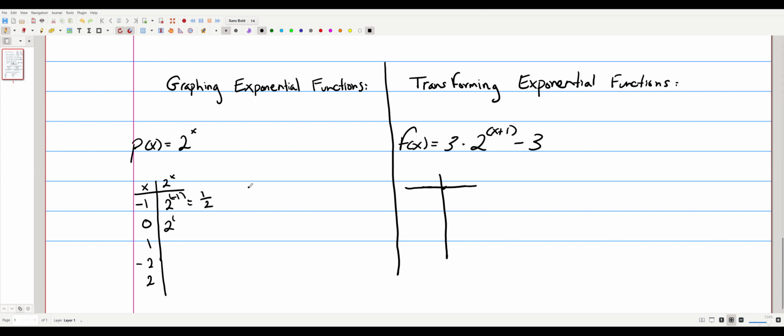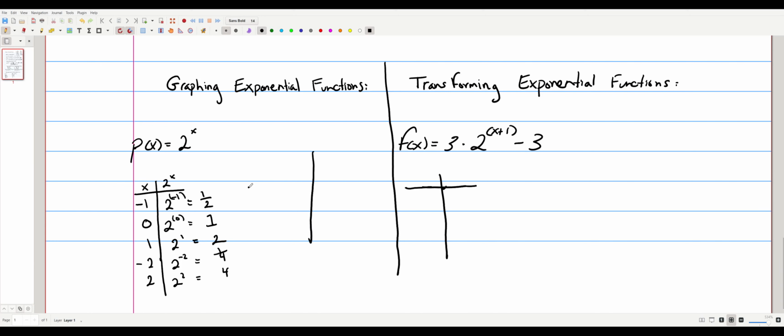All right, 2 to the 0th power, that's going to just give us 1 because any number raised to the 0th power is 1. 2 to the first power, well, that's just the same as 2. 2 to the negative second power, well, recall that that's the same as 2 to the second power, which is 4, just flipped as a fraction. So instead of 4 over 1, you're going to get the reciprocal, which is 1 over 4. Okay, and so there are x and y values for our function.